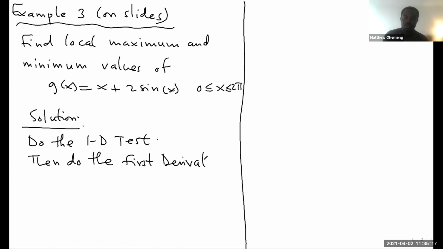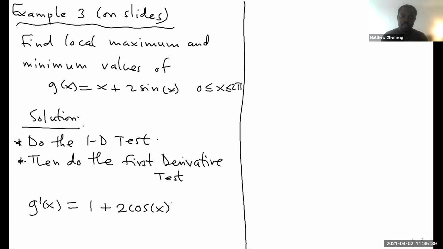So the first derivative test will follow directly from the ID test. Right, so 2 points. Now with the first derivative test, we know that we need the first derivative, so we need j prime. j prime of x in this case will be 1 plus the derivative of 2 sine x. By the constant multiple rule, we ignore the 2, and the derivative of sine is cosine. So we have 1 plus 2 cosine of x.